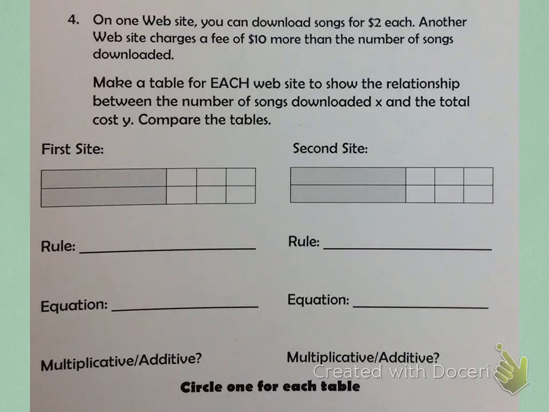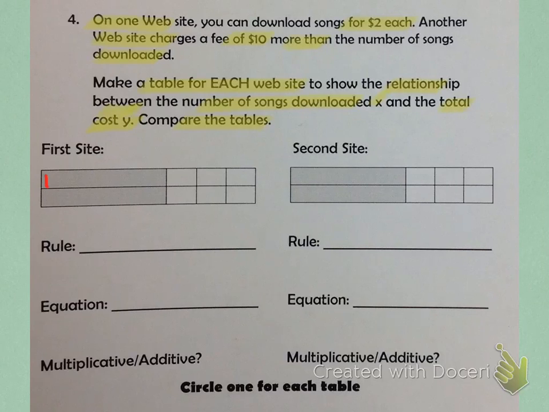Number 4. You can download songs for $2 each. Another website charges a fee of $10 more than the number of songs downloaded. Make a table for each website to show the relationship between the number of songs downloaded, which is X, and the total cost, Y. Compare the tables.